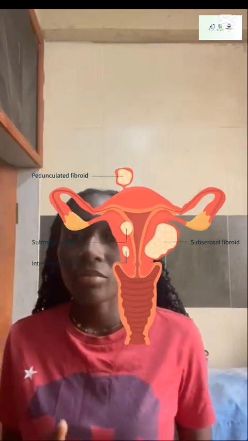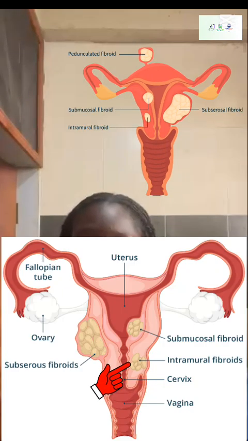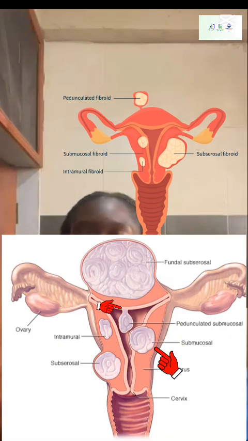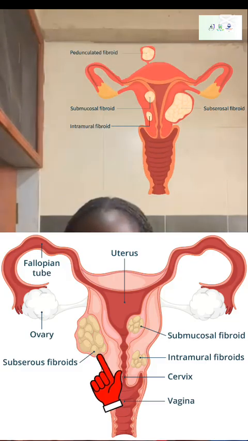We have types of fibroids, and these fibroids are classified based on their location within the uterus. So we have intramural fibroids, that's the most common type, growing within the muscular wall of the uterus. And we have the submucosal fibroids, which grow beneath the inner lining of the uterus and bulge into the uterine cavity. We have subserosal fibroids, which grow on the outer surface of the uterus and may extend into the pelvis. We also have pedunculated fibroids, which are attached to the uterus by a stalk or a stem.